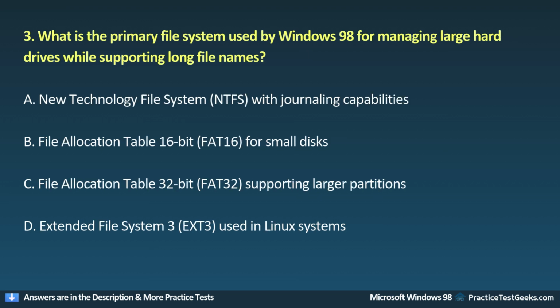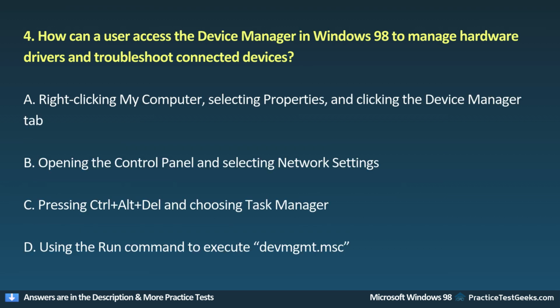3. What is the primary file system used by Windows 98 for managing large hard drives while supporting long file names? A. New Technology File System NTFS with journaling capabilities. B. File Allocation Table 16-bit FAT16 for small disks. C. File Allocation Table 32-bit FAT32 supporting larger partitions. D. Extended File System 3 EXT3 used in Linux systems.